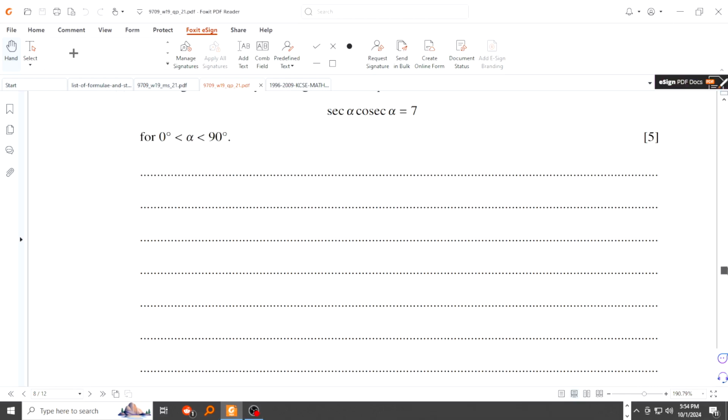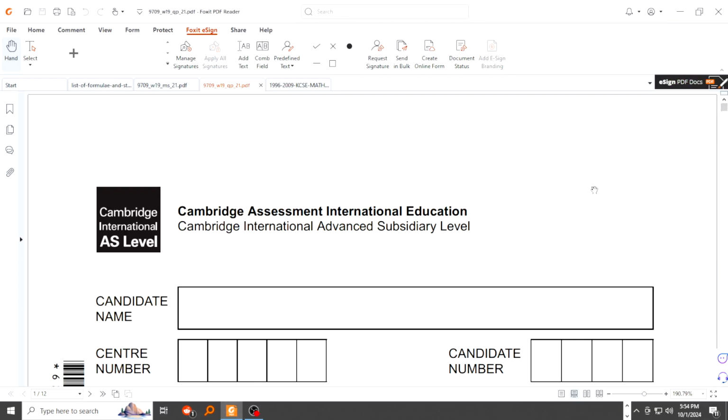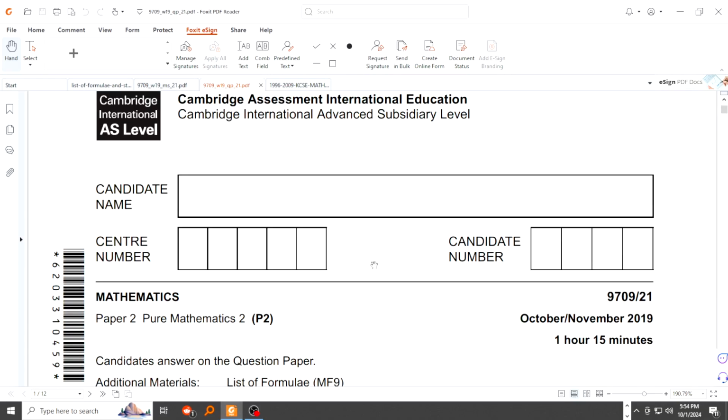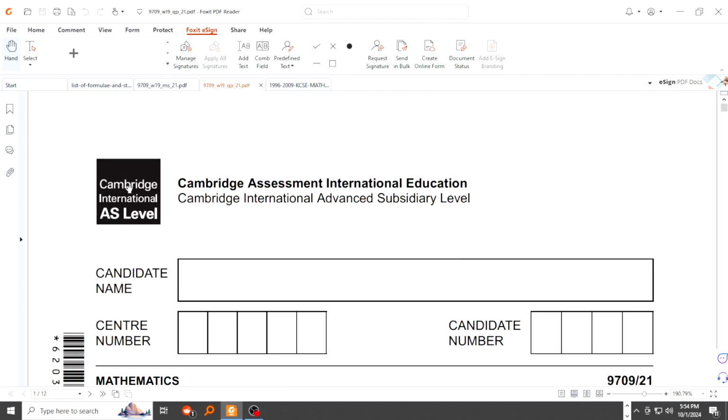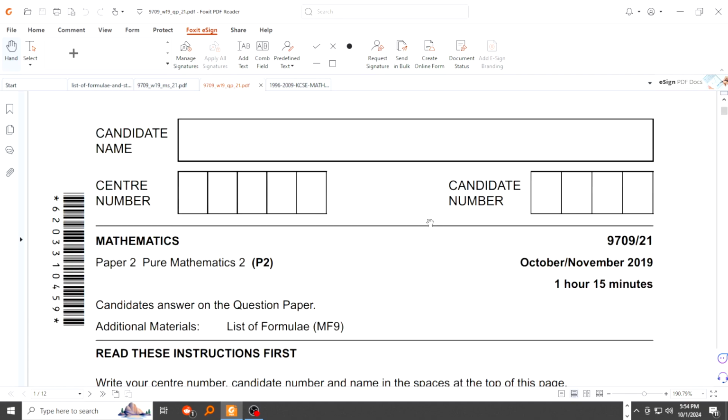Hello, today's question comes from Pure Mathematics Paper 2. The code is 9709/21, which was taken in November 2019. This is Cambridge International AS Level, that is Advanced Subsidiary Level.